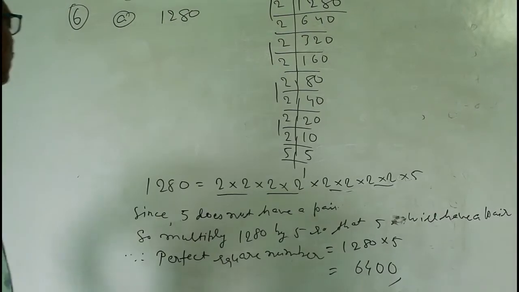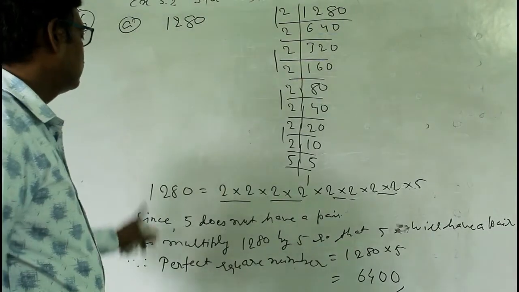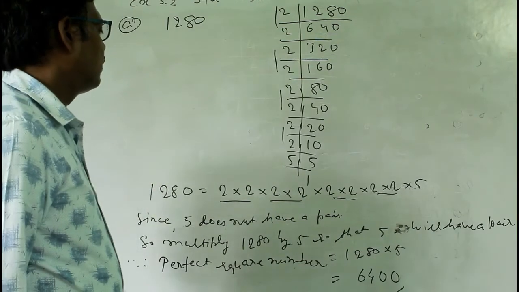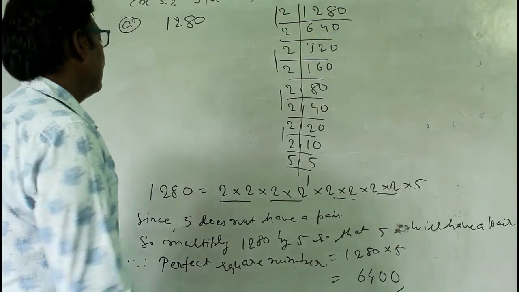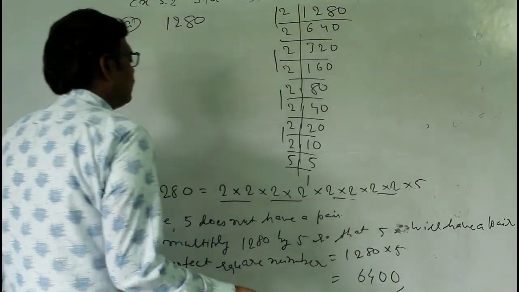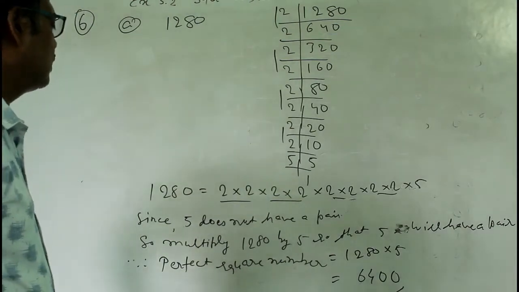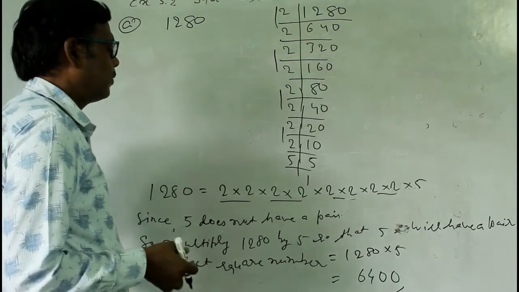So if you are given any number, then we can multiply by a suitable number to make it a perfect square. And we will find which number is not making the pair, so we will multiply by that number, and then we will get the perfect pairs, and then the resulting number will be a perfect square.